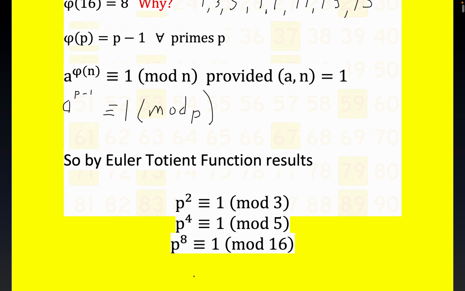But notice something very nice happens right here. This is the very same thing as saying that 3 divides p squared minus 1, and this is the same thing as saying that 5 divides p to the 4th minus 1. So that means that if you multiply these congruences together, you can change the modulus to 15. That is, these two statements imply that p to the 8th is congruent to 1 mod 15. And again, that's just basic divisibility. It's nothing too sophisticated.